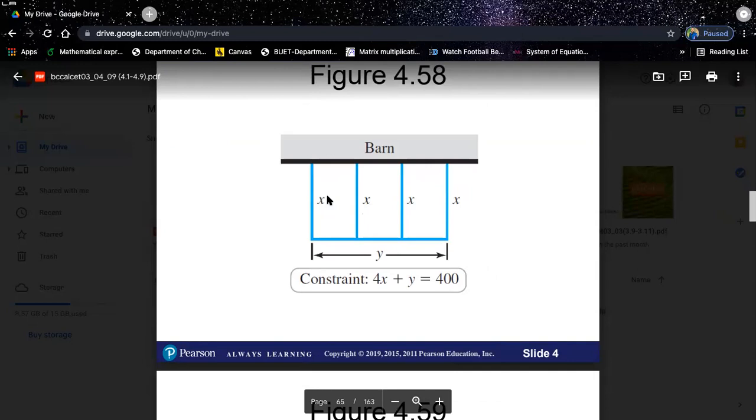So let's say you have a field which you want to fence. In some places you want to create a barrier, for example, to separate your cattle into different categories, and you don't want them to get mixed with each other. So you will create a barrier with fence, okay? And let's say you have a field of length y.